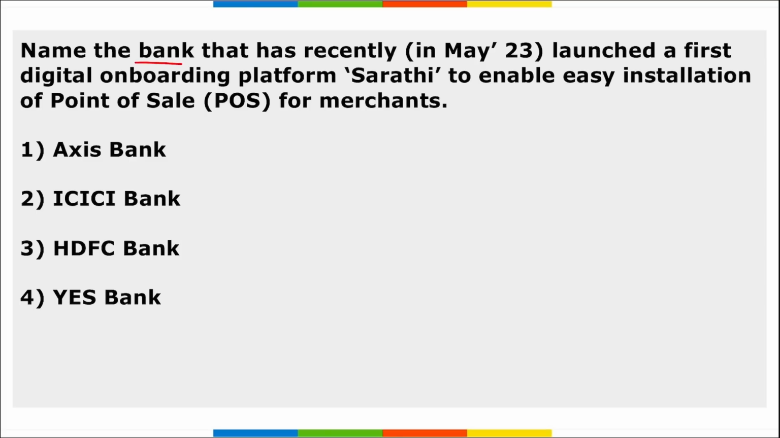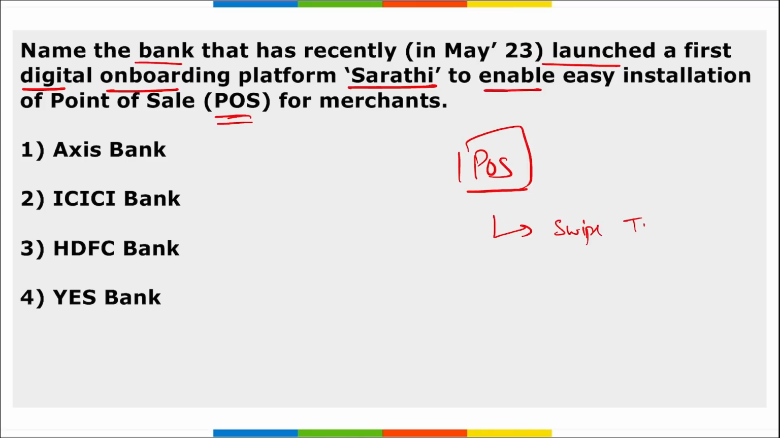Name the bank that has recently launched a first digital onboarding platform, Sarthi, to enable easy installations of point of sale terminals. Right? These are your point of sale devices. Correct? These are the devices that you can use to pay for whatever purchase you are doing. It can be used for swiping cards. Tap on feature is there. Even nowadays QR code is also being provided along with it.